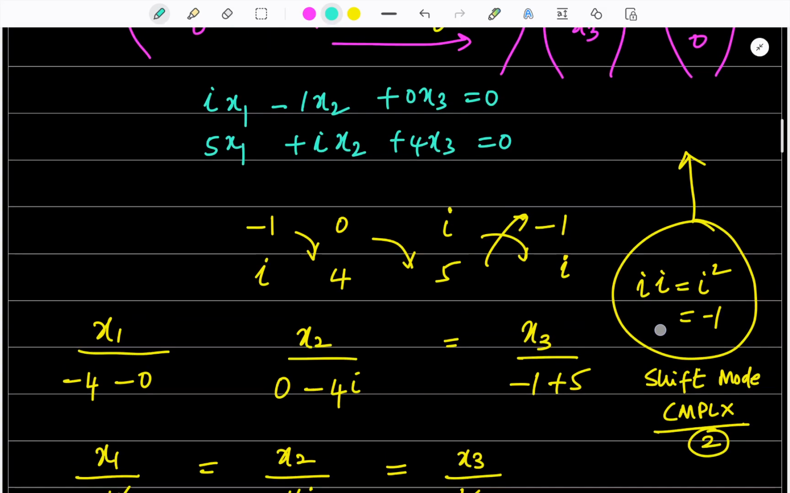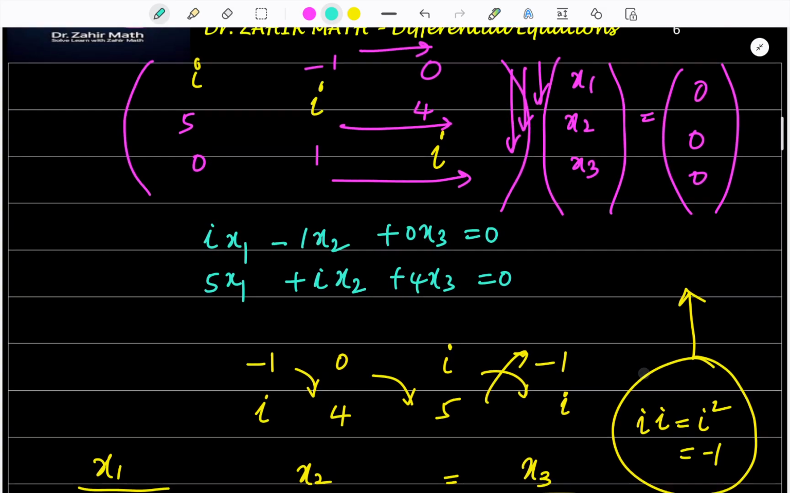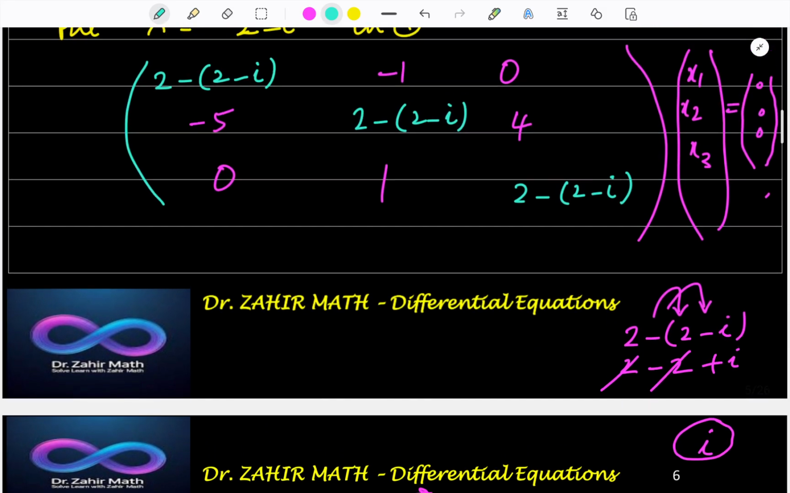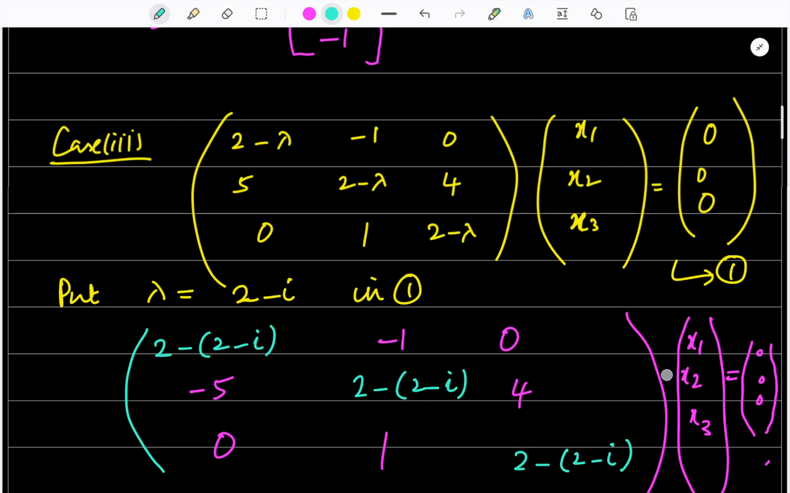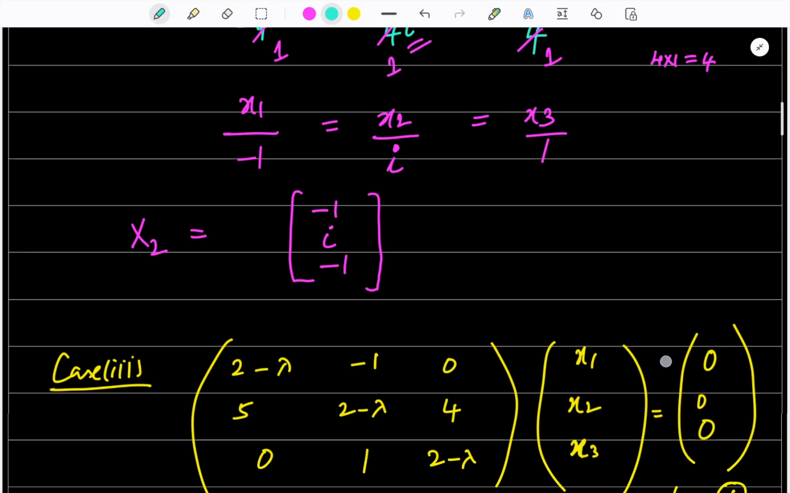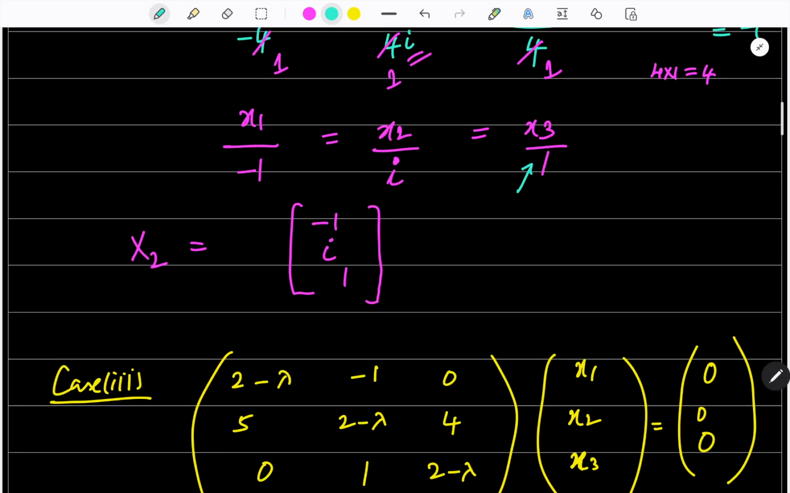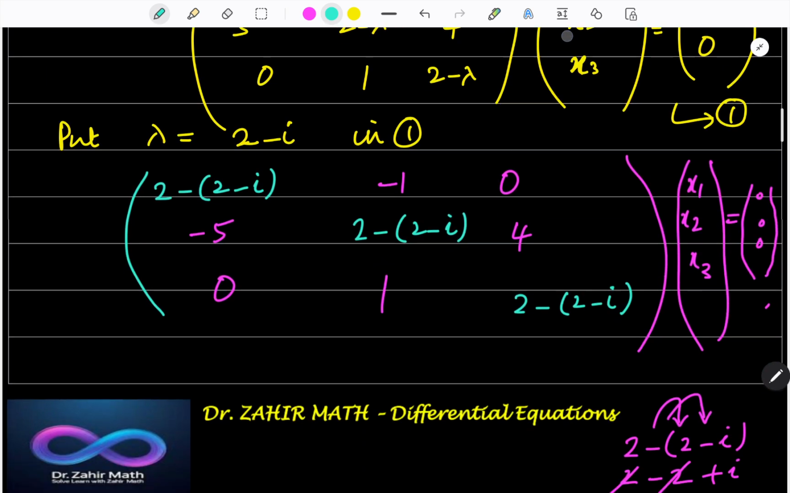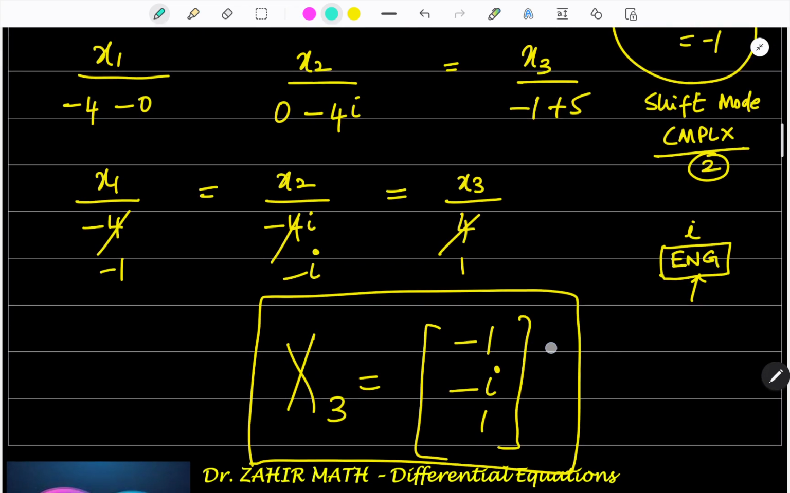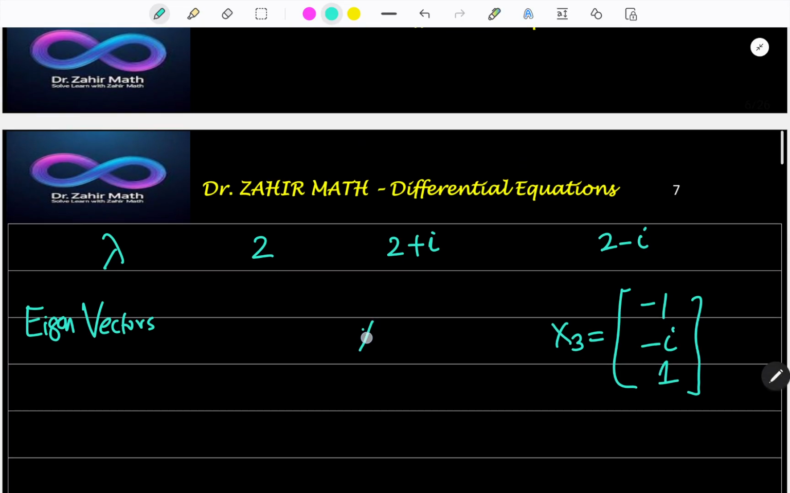Then what is the second eigenvector? I think second eigenvector is minus 1, i, plus 1. Here it's not minus i, it is plus 1, right? See, look here, it is minus 1, i, 1. So x2 is equal to minus 1, i, 1. Luckily I saw that, I corrected the mistake, right?